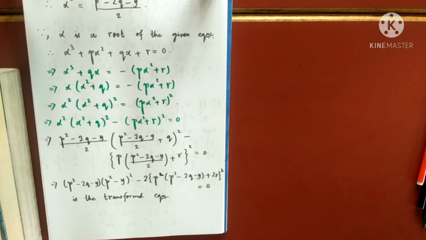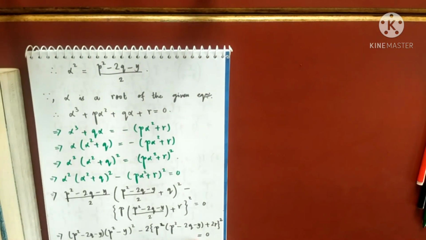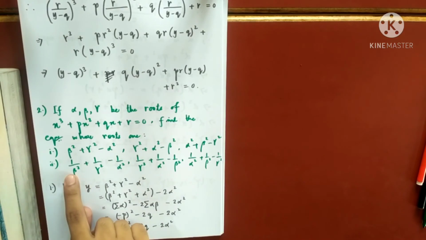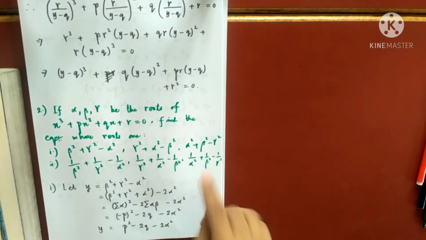Did you understand this part? Any confusion, any doubts, please ask. Look at the second question. You have to find the equation whose roots are this, this and this.